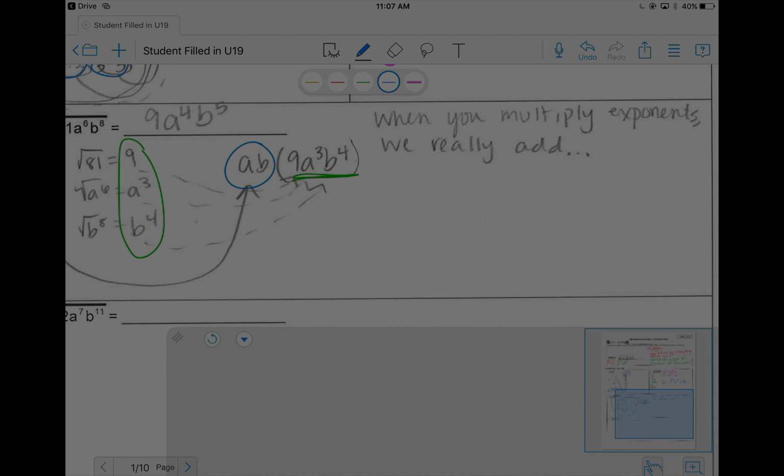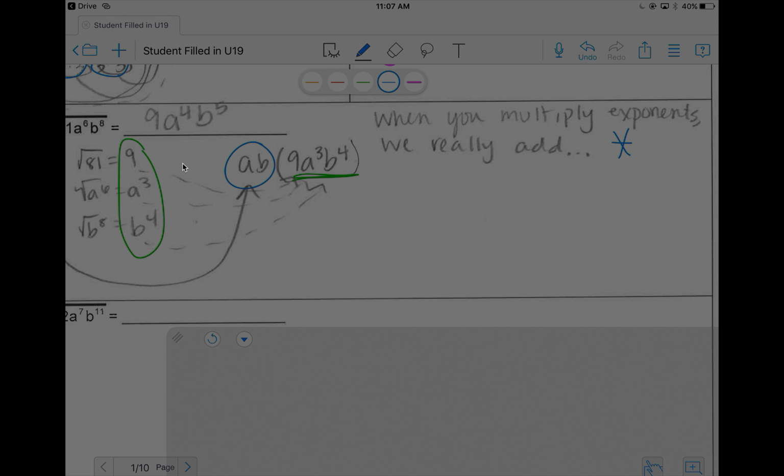We have a little note right here. Remember, when you are asked to multiply exponents, we really add them. So with our a's, we have 3 from the square root, 1 from the beginning, for a total of 4. With our b's, we have 4 from the simplified square root, 1 from the beginning, for a total of 5. And then 9 just stays out front because there's nothing to change the numbers.